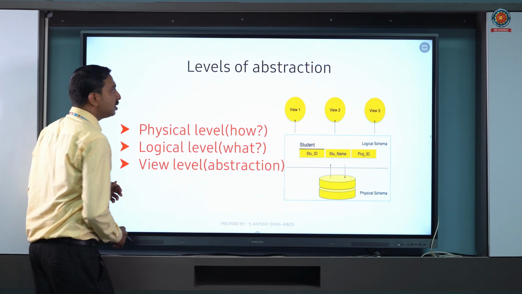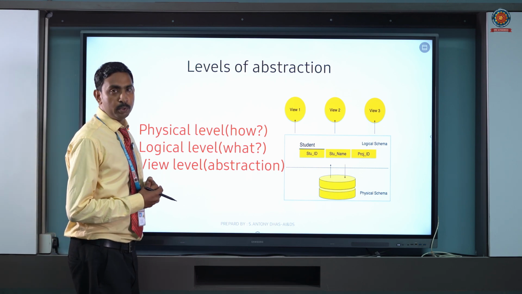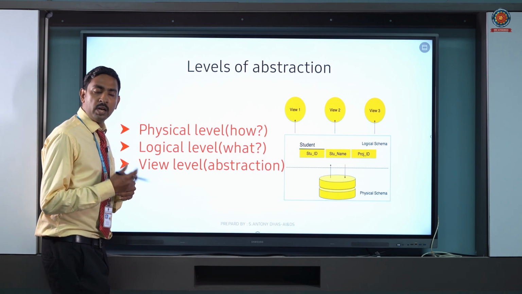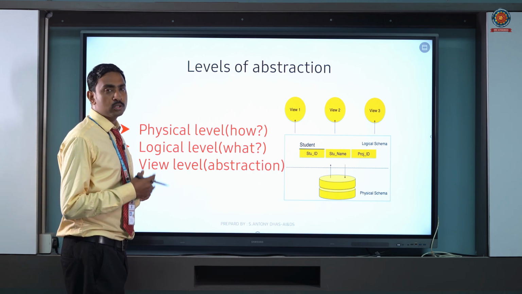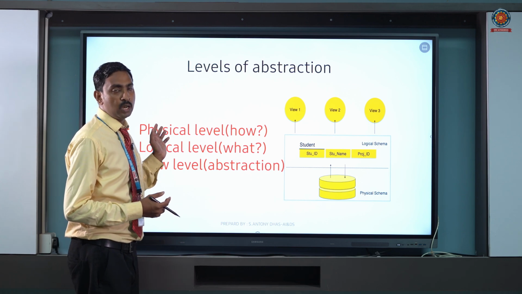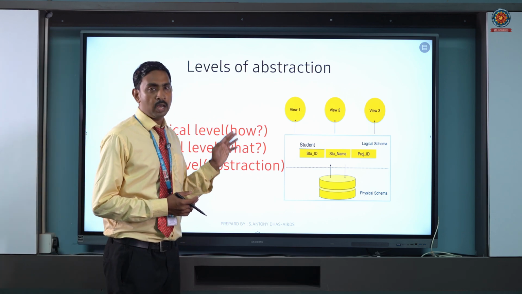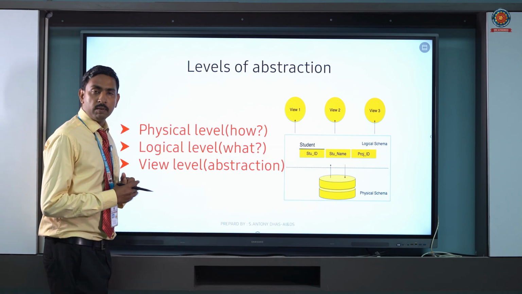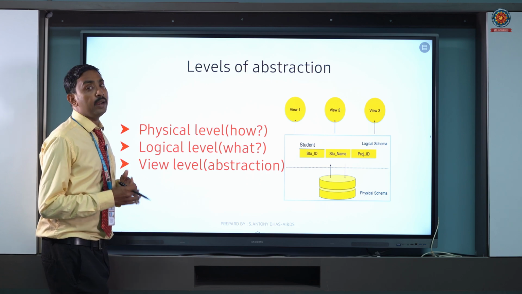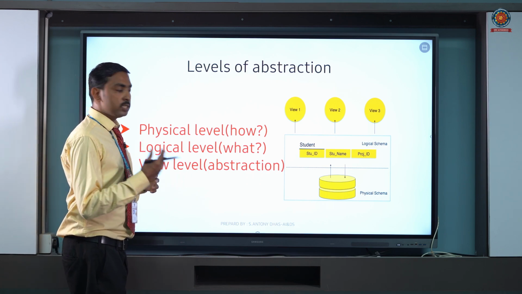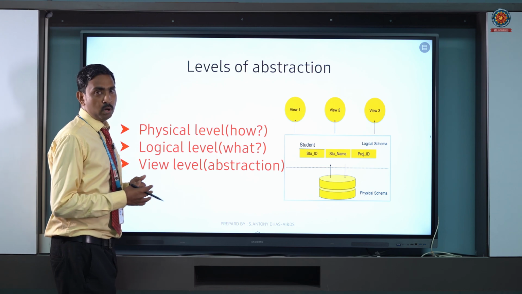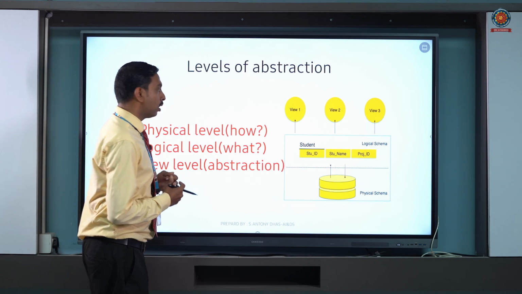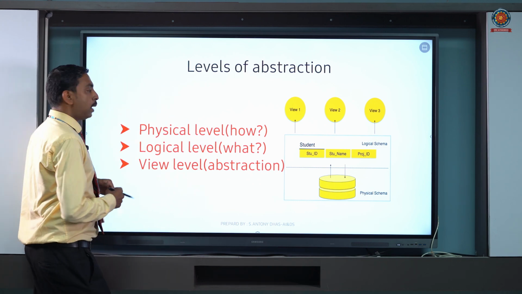So this is the levels of abstraction. I hope you are clear about it. We have three levels: physical level, logical level, and user level. In the physical level, we see how the data is stored. In the logical level, we see what data we are going to store. In the view level, I talk about how viewers can view it as end users. So these are all the levels of abstraction.